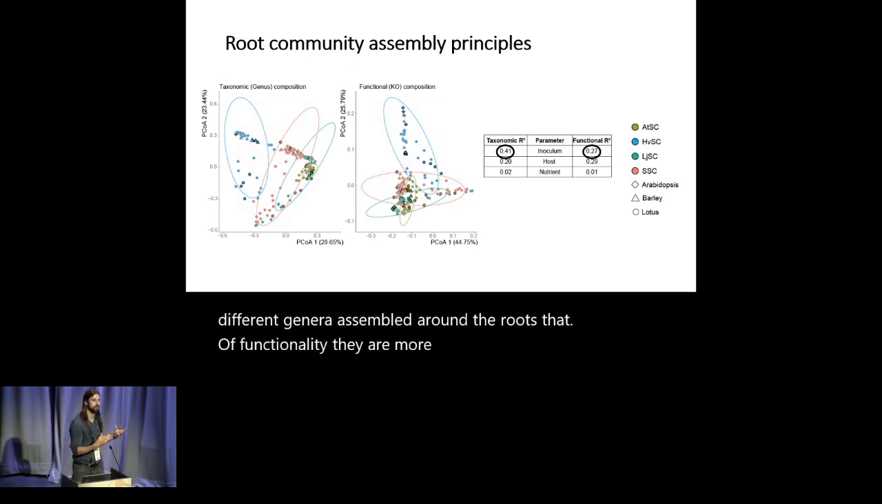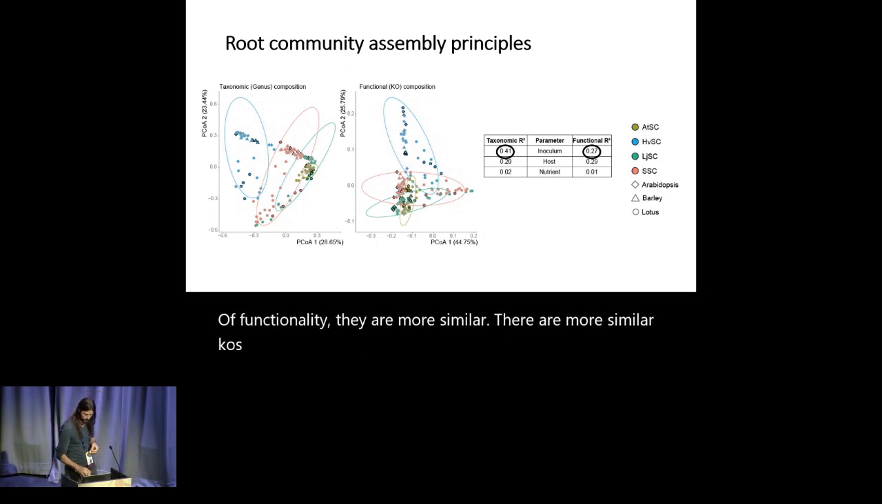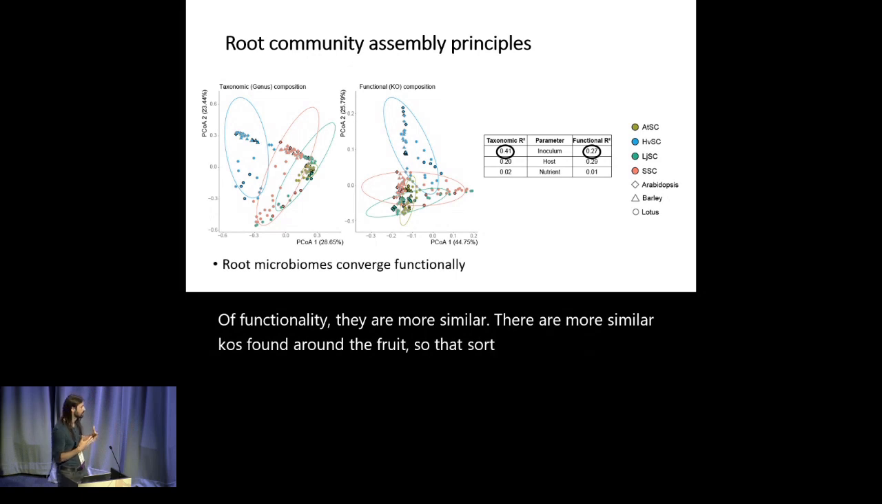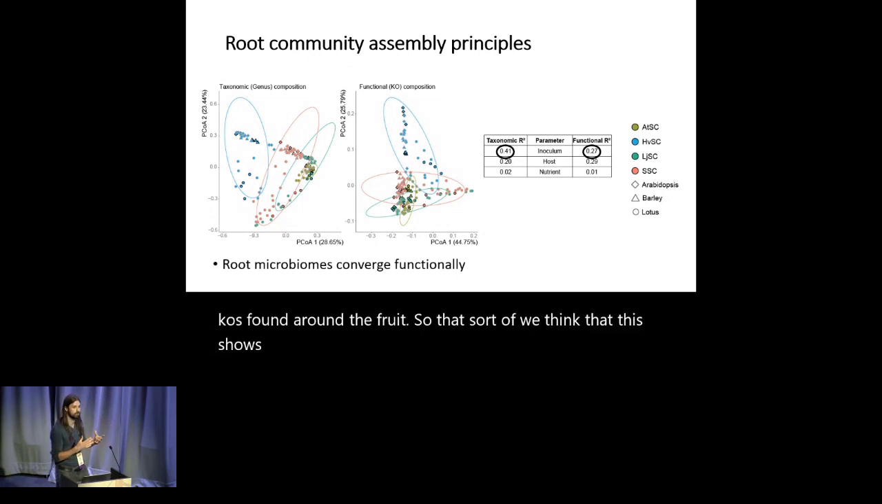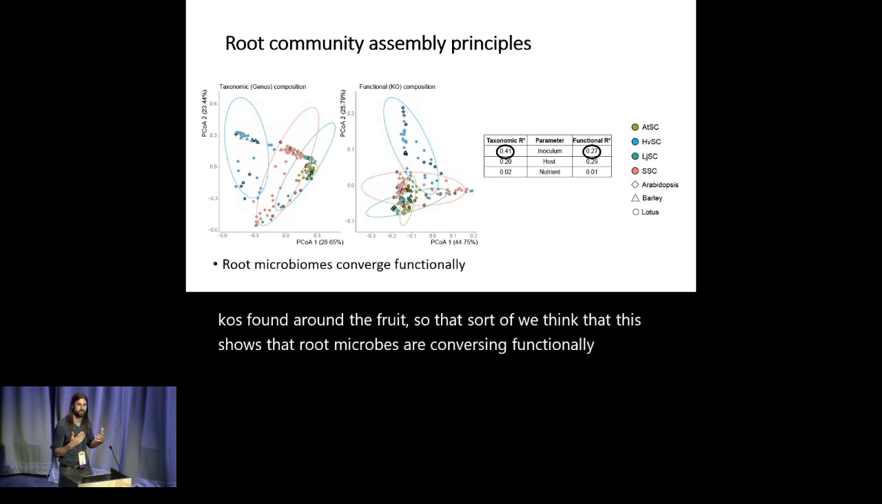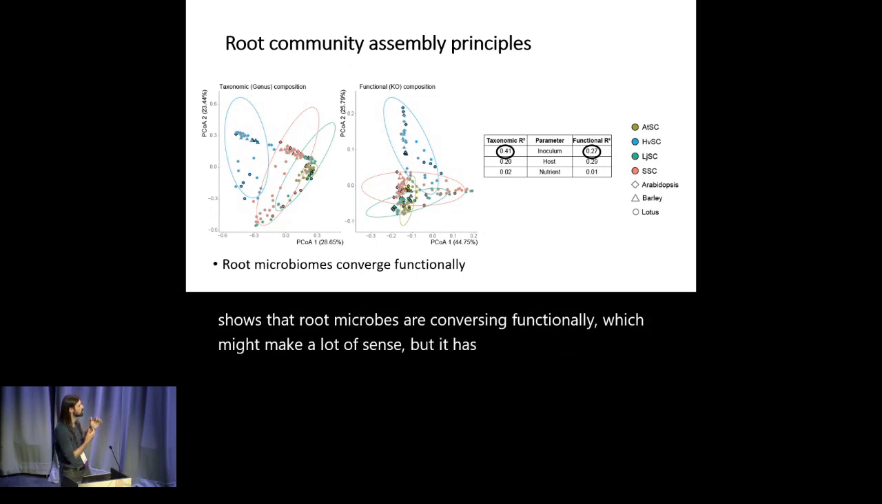There are more similar KOs found around the root. So we think that this shows that root microbiomes are converging functionally, which might make a lot of sense, but it has not been shown yet in an experimental setup of this scale.